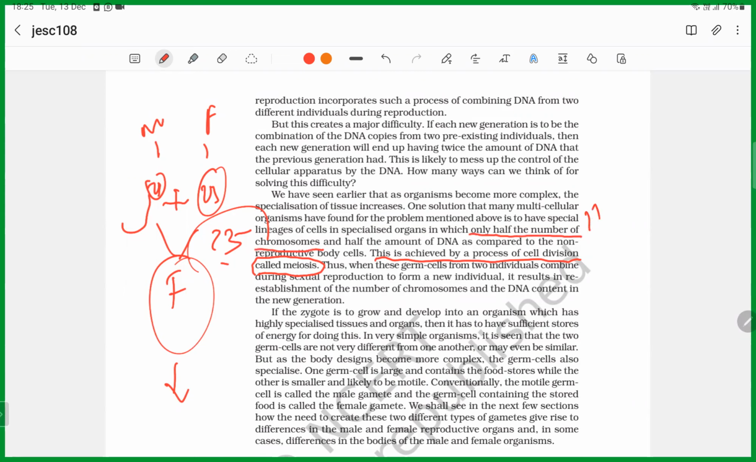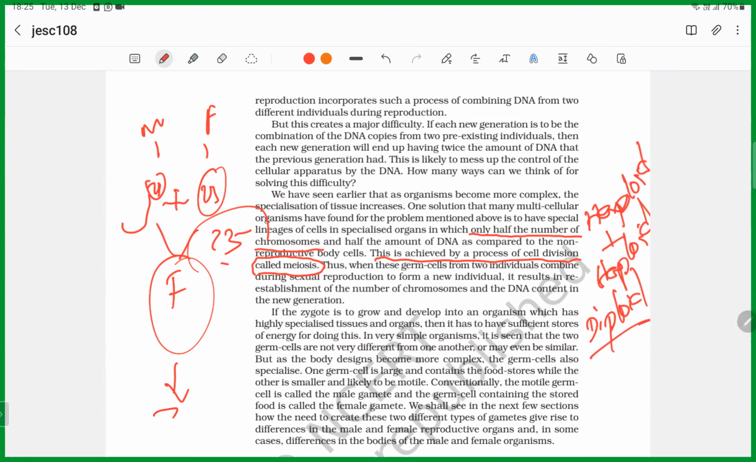The condition is called what? Haploid. And haploid plus haploid results in a diploid zygote. Ploidy means chromosome number. Haploid, haploid, diploid. So keep that in mind. Okay, fine. So that's the main thing.